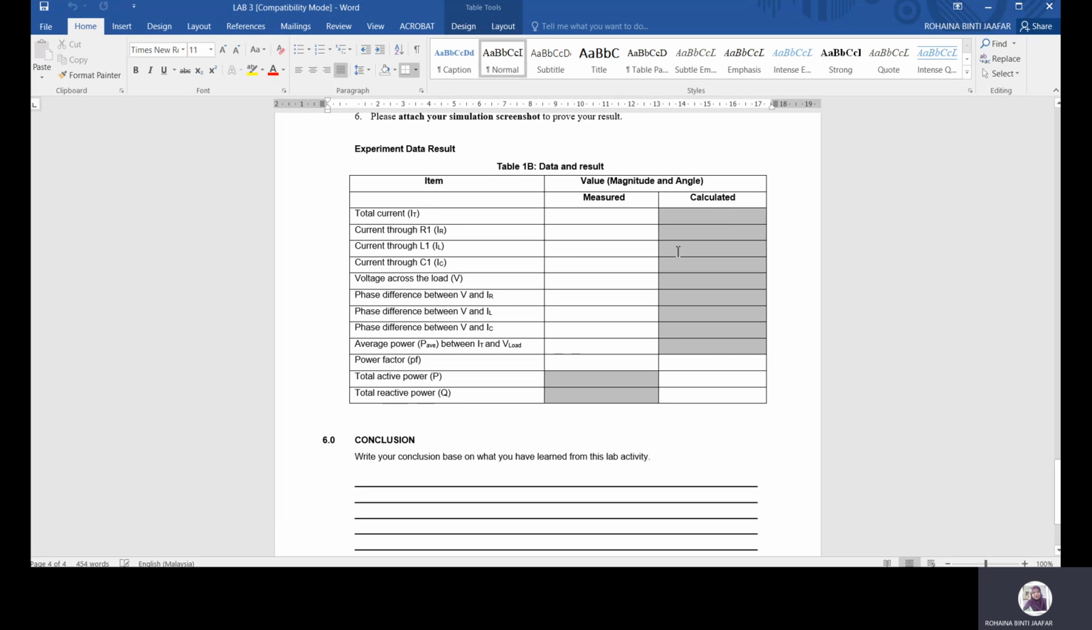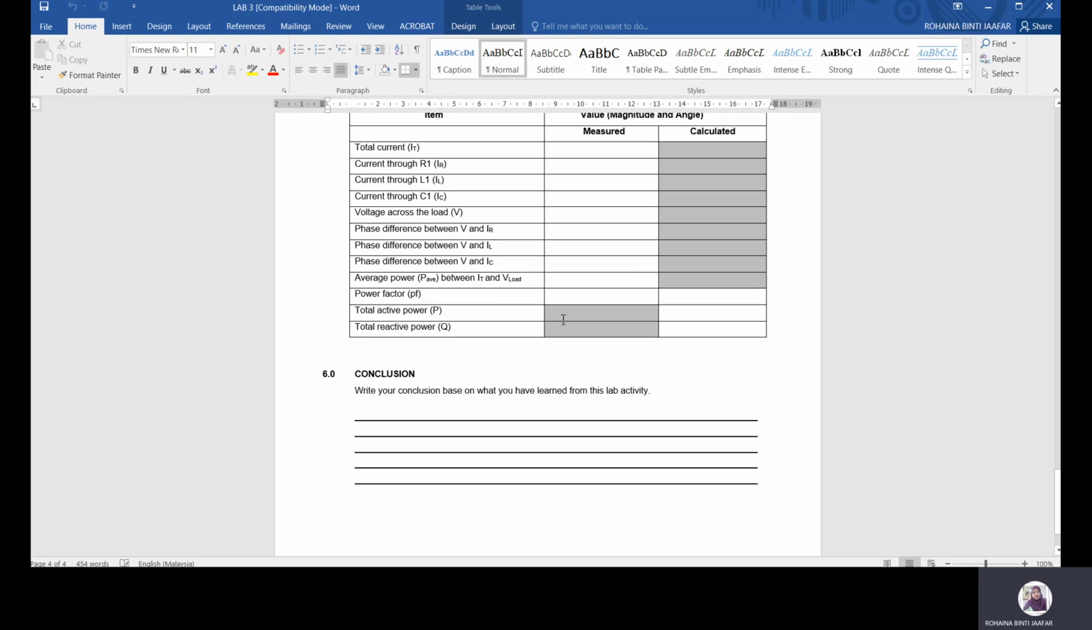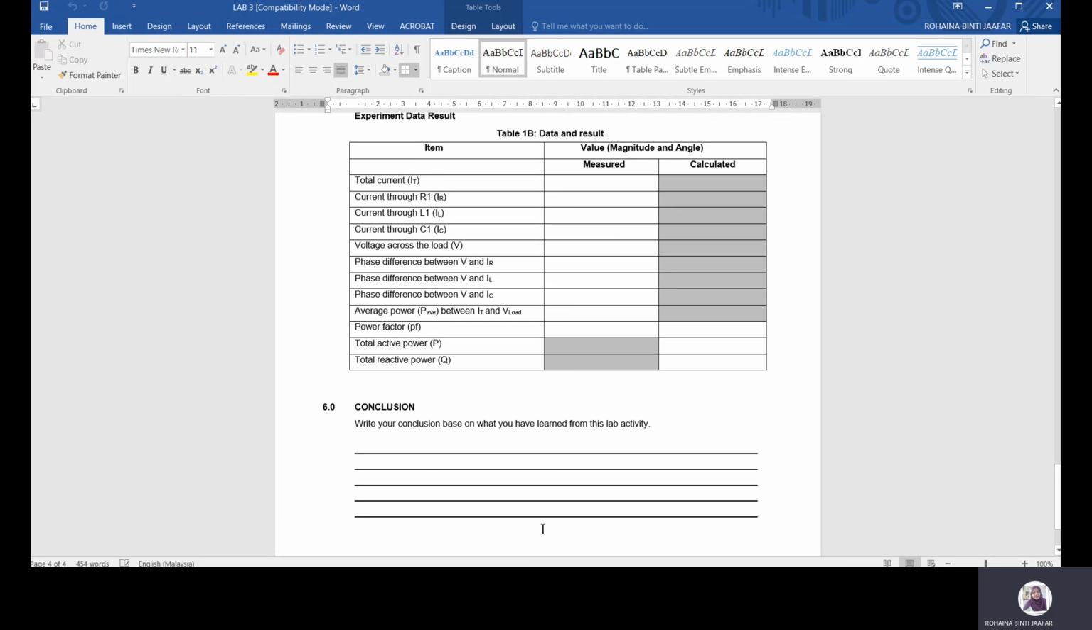This one you no need to calculate again because I will refer to lab 2. And the last one, conclude your lab activity for lab 3. Now I will show you how to do the connection to measure average power and power factor.